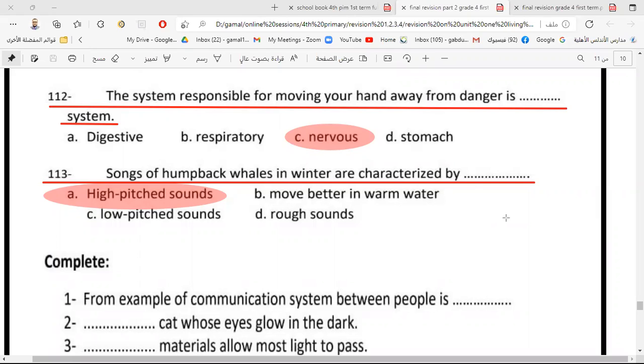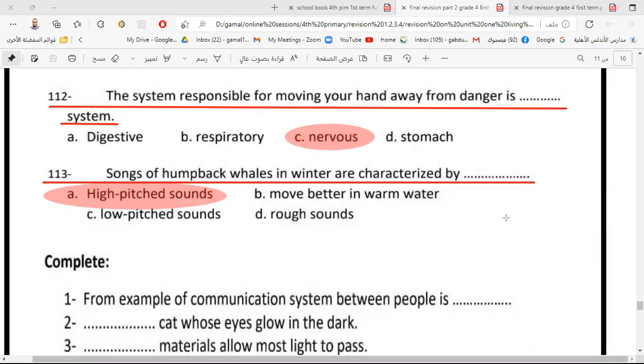Low pitched in summer. Very good. High pitched in winter, very good. Which is sharp and which is rough, in summer and in winter? Winter sharp. Very good. In summer? Rough. Very good, my son. So high pitched equals sharp, and low pitched equals rough. Okay?